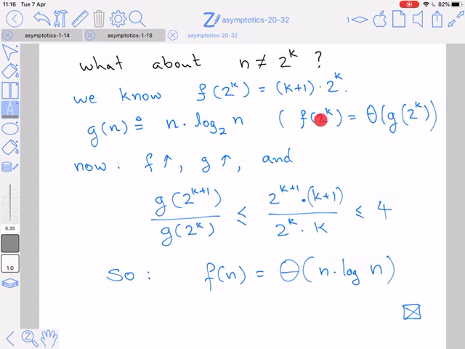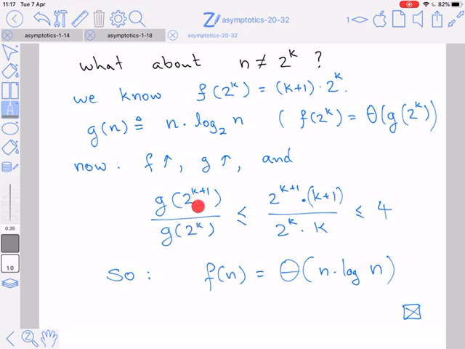Notice f of 2 to the power of k is big theta of g of 2 to the power of k because of this. Okay? Good. Now, both f and g are monotonically non-decreasing. Moreover, g is well behaved.